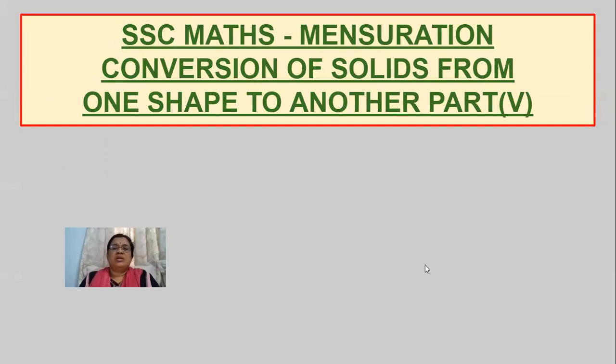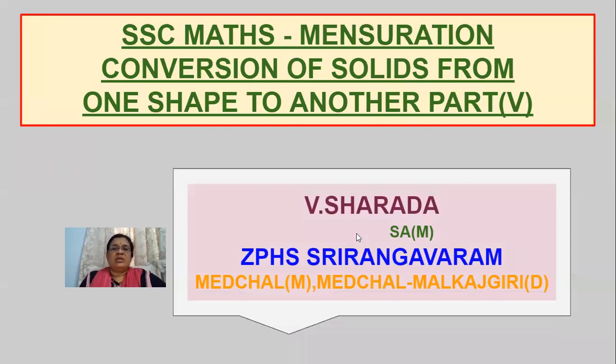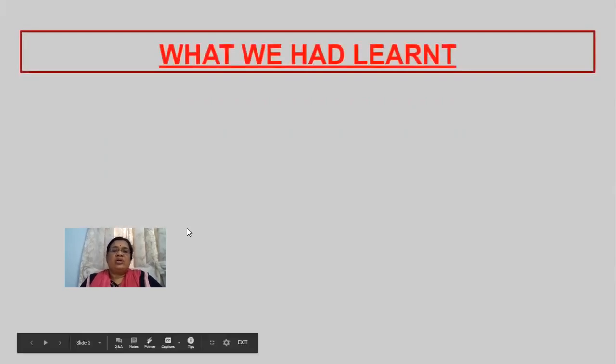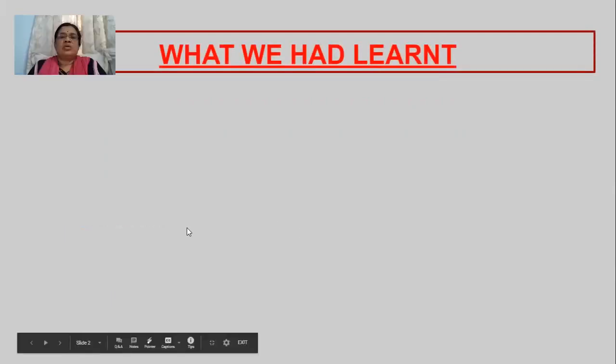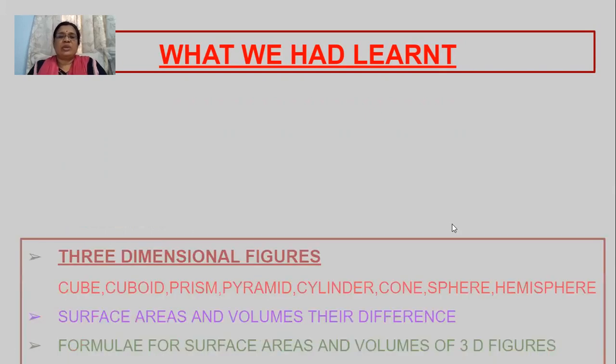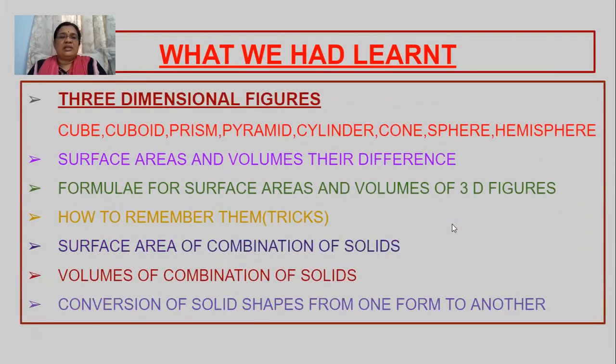Friends, this is the last session for the chapter mensuration in SSC Maths that comes in paper 2. I have taken, I think, 4 to 5 sessions for this mensuration chapter. This is a very important chapter, and you may get 12 to 13 marks in this chapter. First, we'll recall what we have learned till now, what I have explained in the previous sessions.